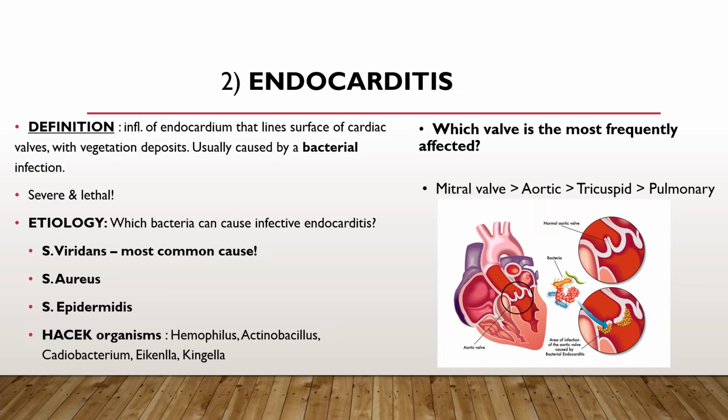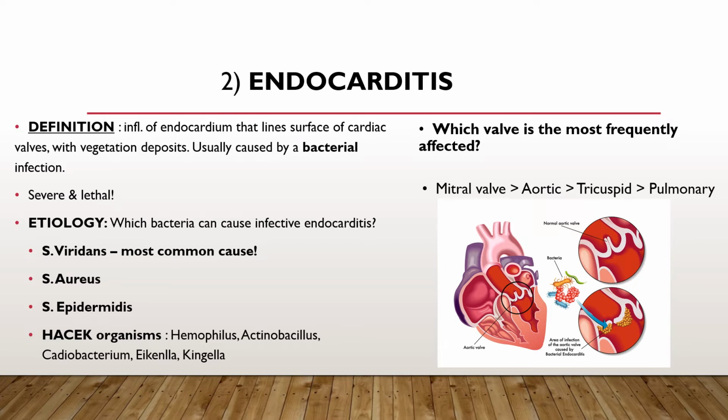And the most common bacteria that can cause it is Strep viridans. This is the most common cause. So actually, it is a low virulence organism. However, it has the potential to infect valves which were previously damaged, for example, due to a mitral valve prolapse, artificial valves, or chronic rheumatic heart disease. So it results in small vegetations which are not destroying the valve.